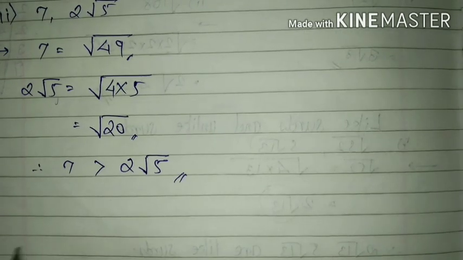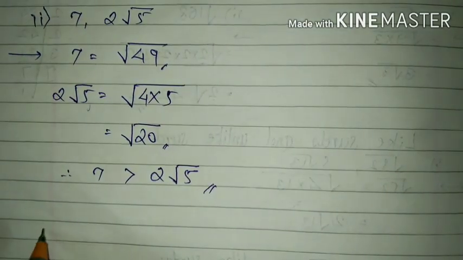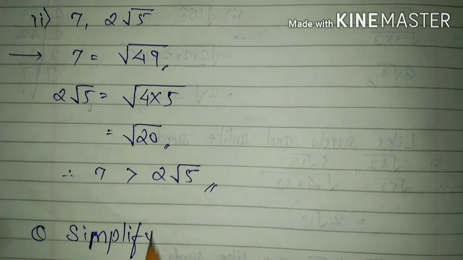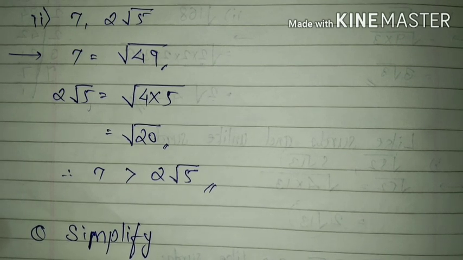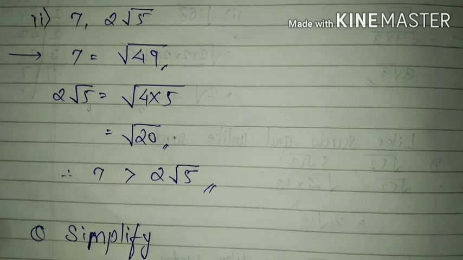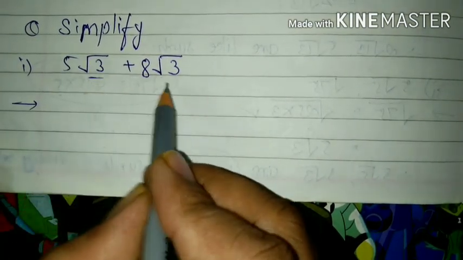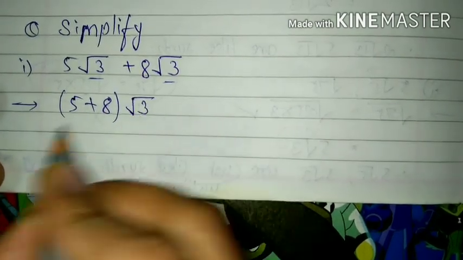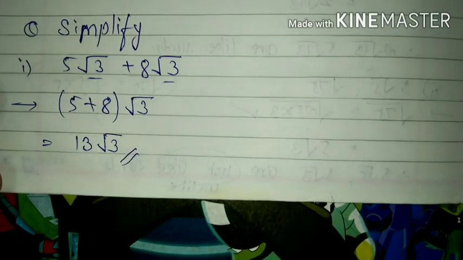Okay, next question, simplify. Question is simplify. First question, it is 5 root 3 plus 8 root 3. Okay, simplify 5 root 3 plus 8 root 3. Let us take root 3 as a common. So 5 plus 8 root 3 is equal to 13 root 3. This is our final answer.